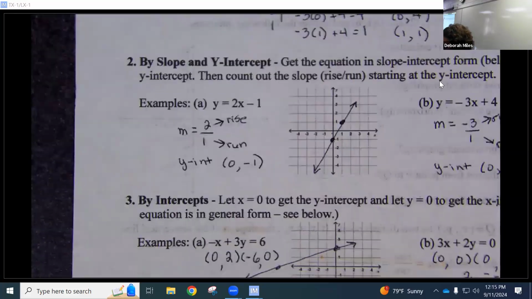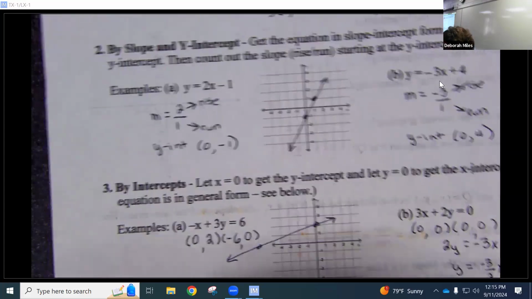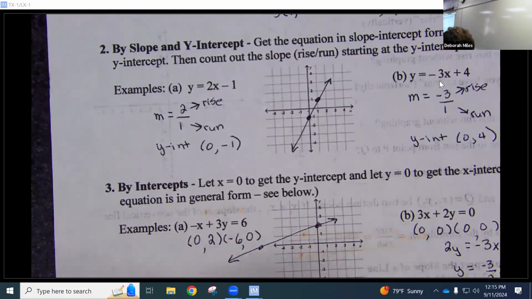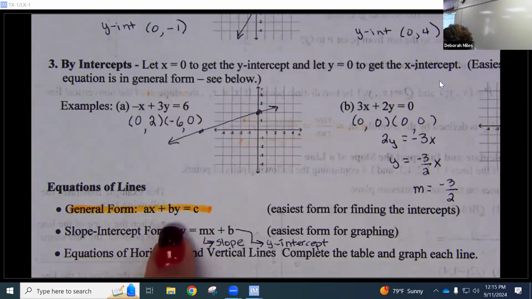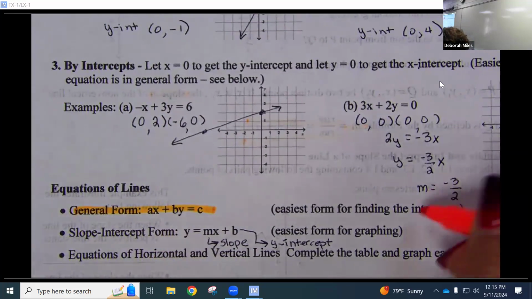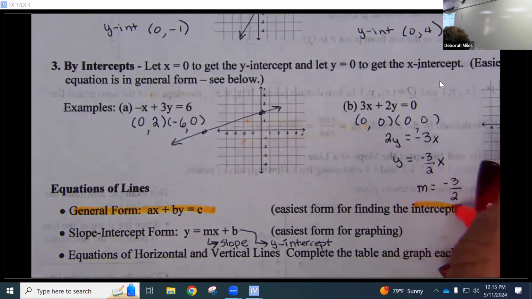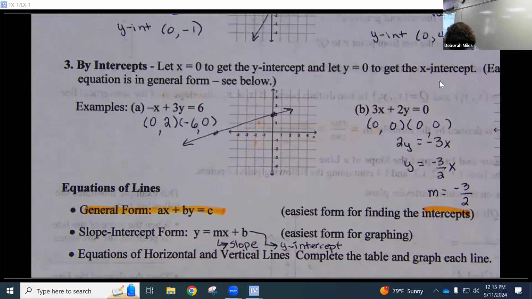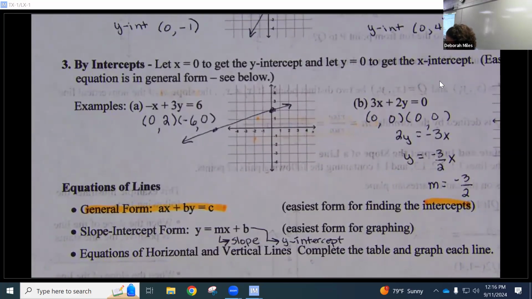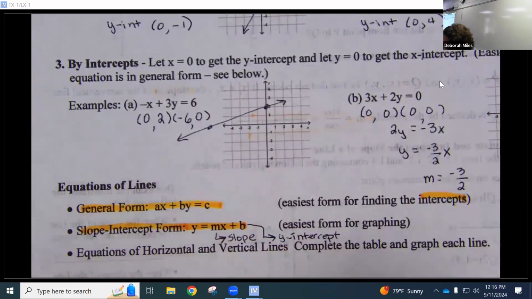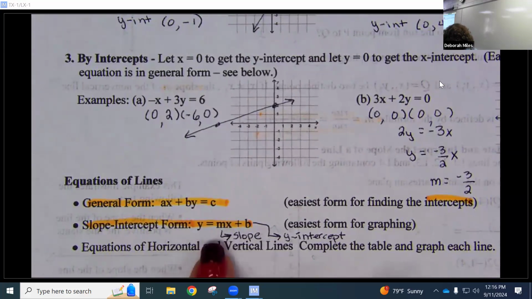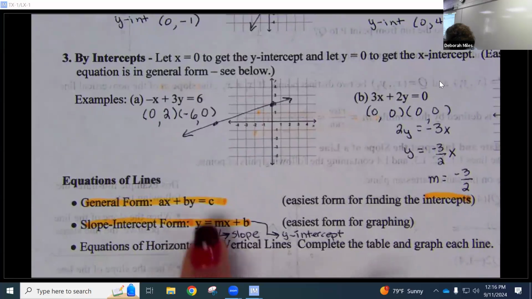And you also need to know general form is where your x and y are on one side, your constants on the other. And that's easiest for finding the intercepts. Need to know slope-intercept form is when the y is by itself. And that makes graphing really easy.